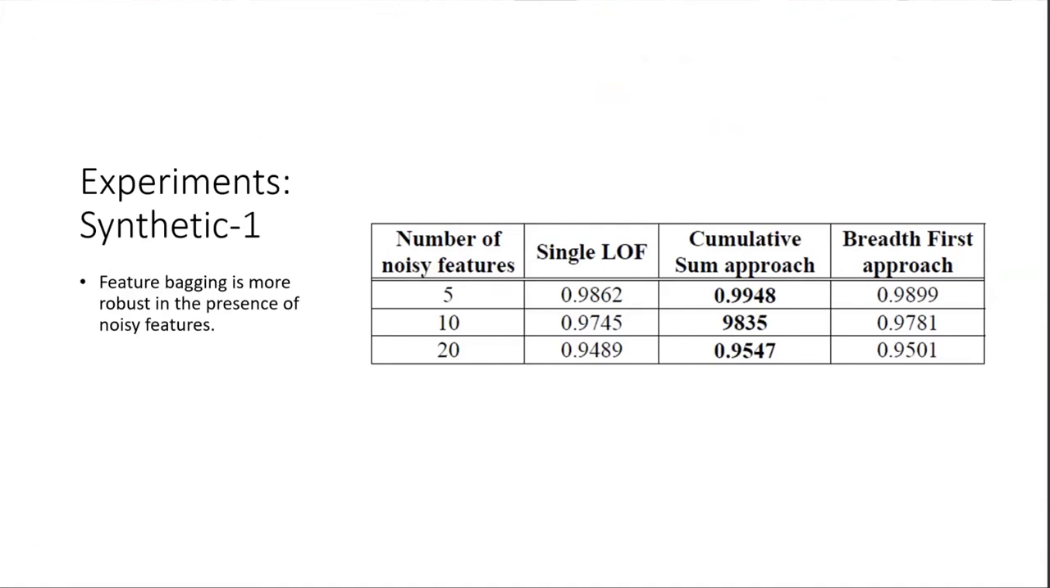So the idea here is that the individual algorithms that we apply on every subsample may not always be good, or may not always give an accurate estimation of the outlier score. This may explain why taking into account all the models in the cumulative sum approach to make a decision is slightly better.